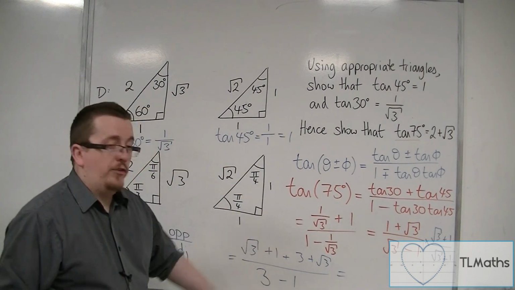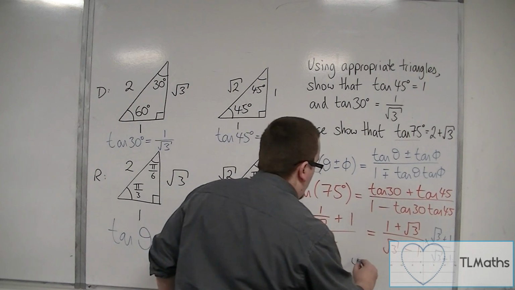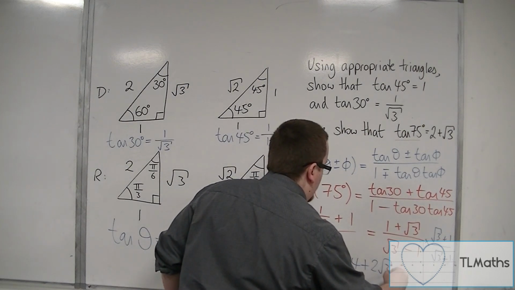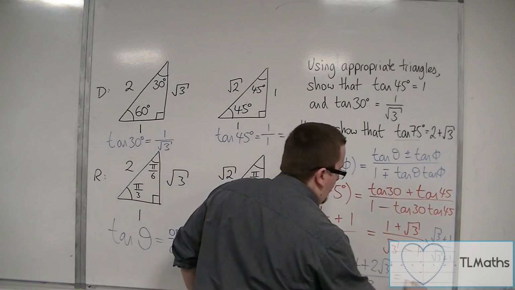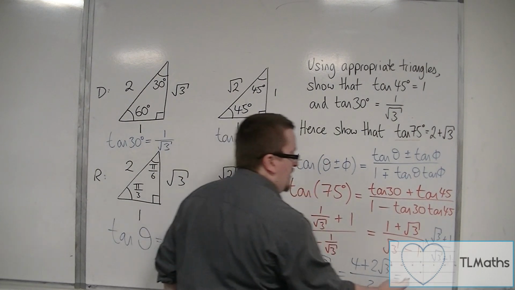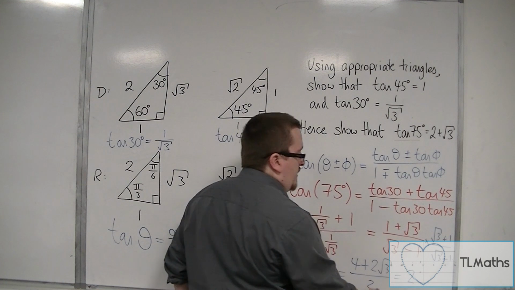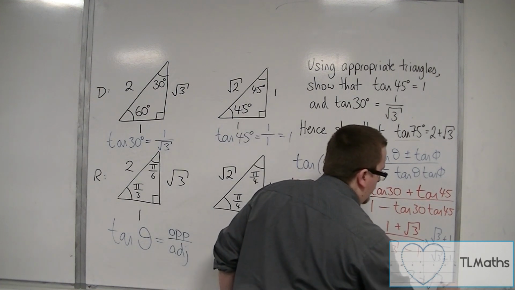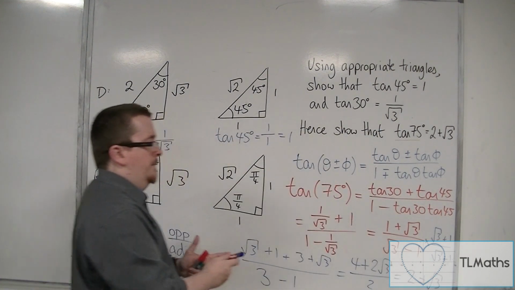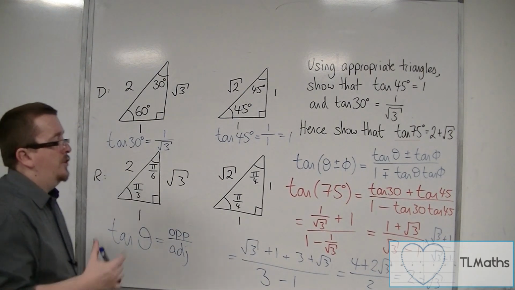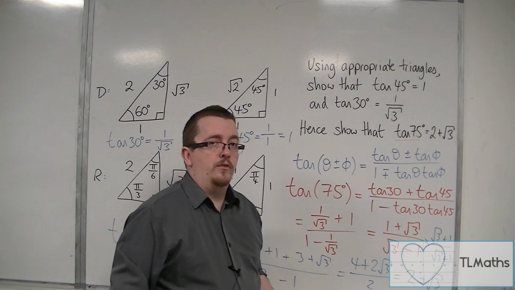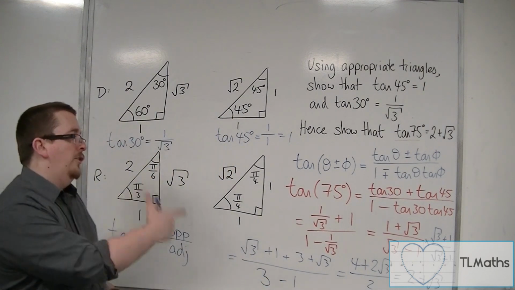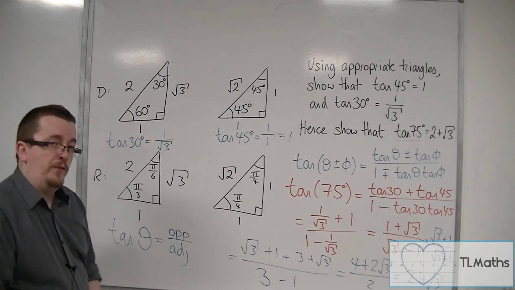So we have 1 plus 3 is 4, plus 2 lots of root 3, over 2. And this simplifies, because 4 divided by 2 is 2. 2 root 3 divided by 2 is just root 3. So that is us showing that tan of 75 is 2 plus root 3. So it's quite a laborious process, that.